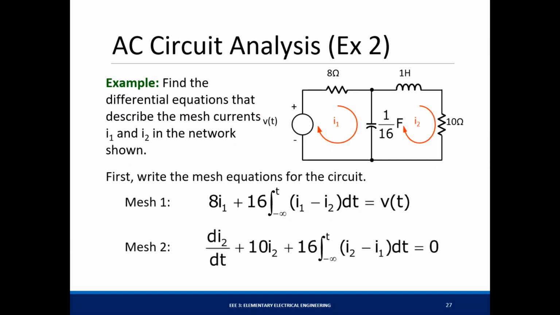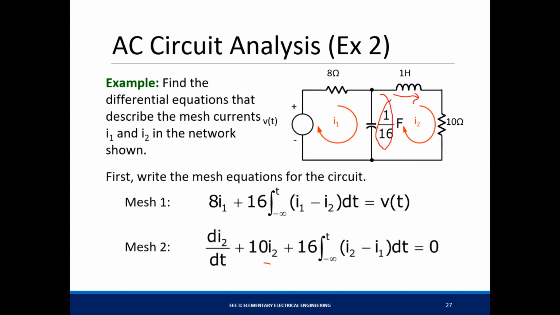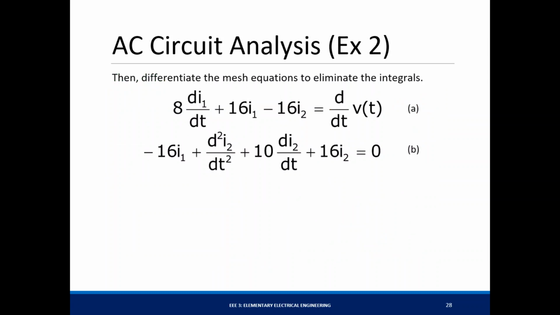Mesh 2, same analysis. First we go through here: 1 henry times the derivative of the current flowing through here, plus 10 times the current, plus 1 over the capacitance, the reciprocal of 1/16, and then integrate. In this case, it's i2 minus i1. So again, recall your mesh analysis. Solving simultaneously, first differentiate both equations to make the integral operators disappear. Get these expressions right here.